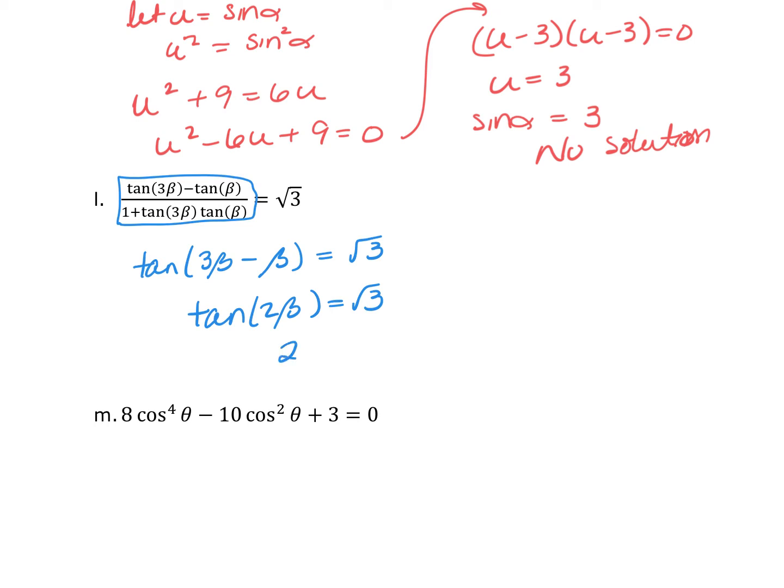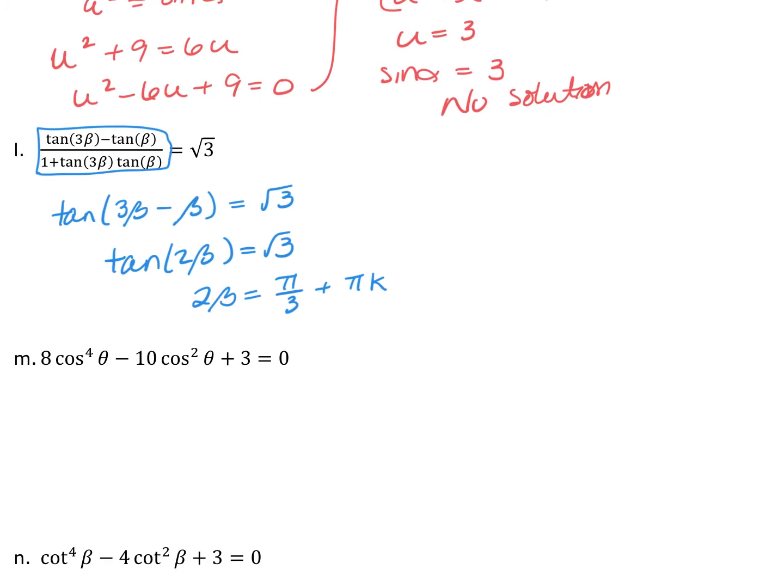So in other words, we're looking for 2 beta is equal to the angle that produces square root of 3, which is pi over 3 plus pi k. I can also do the 4 pi over 3, but remember they're off by a difference of pi, so I'm just going to do pi over 3. As before, I'm going to divide everything by 2, in other words, multiplying by 1/2. So I have beta is equal to pi over 6 plus pi k divided by 2.